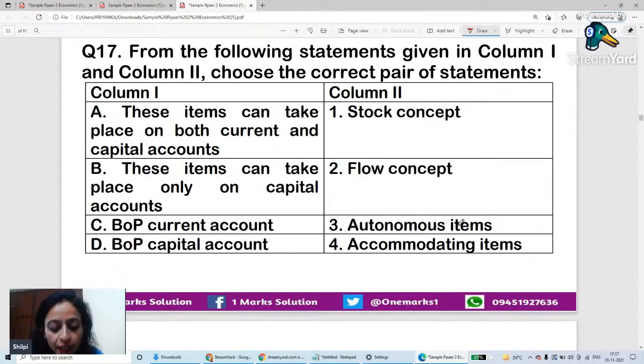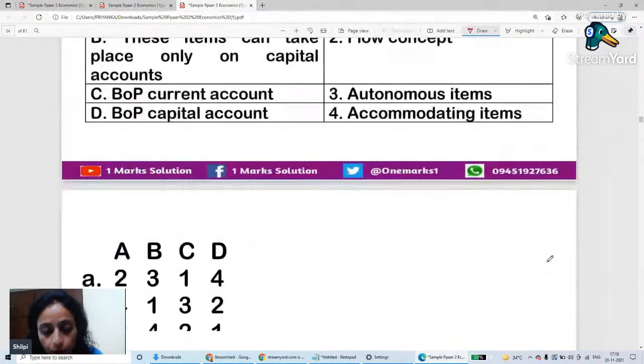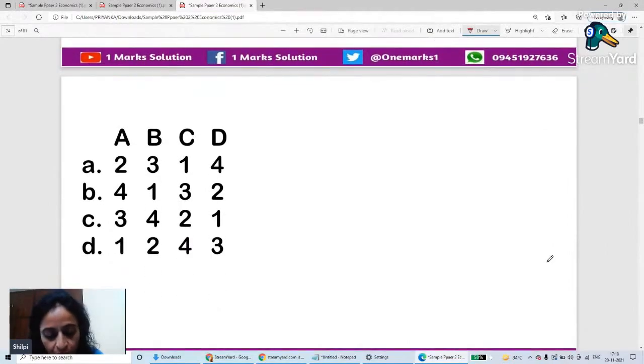So let's see. These items can take place on both current and capital accounts. What do we call those items? Autonomous items and accommodating items. There are two types of items. Autonomous items are those which are carried out only for the purpose of profit earning, whereas accommodating items are those which are brought out for the transaction purpose, or for balancing the balance of payment account, right? So A will go with the third part, which is autonomous items.